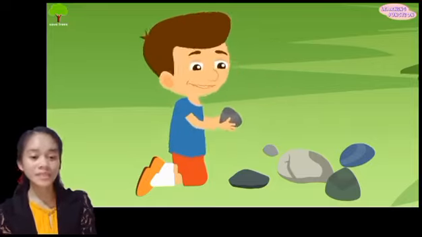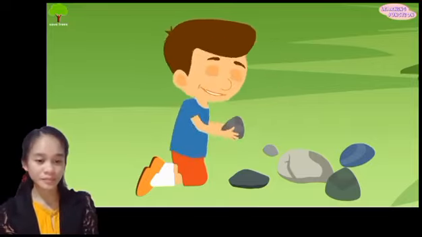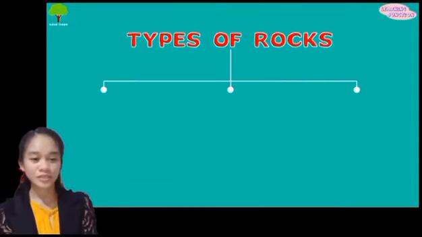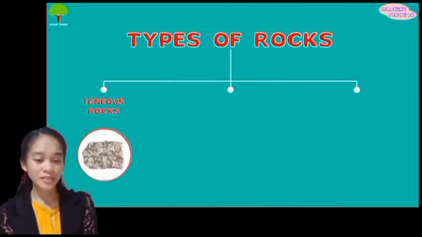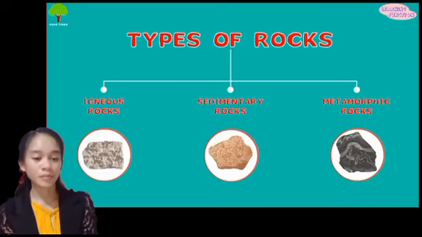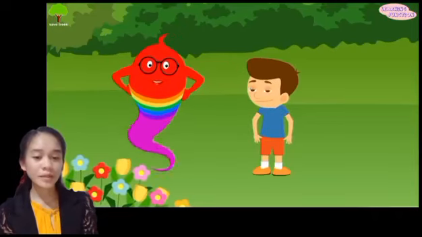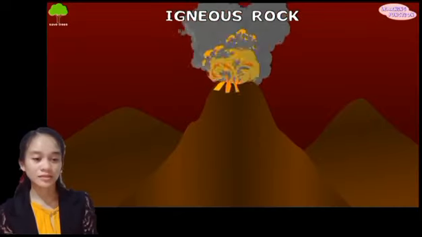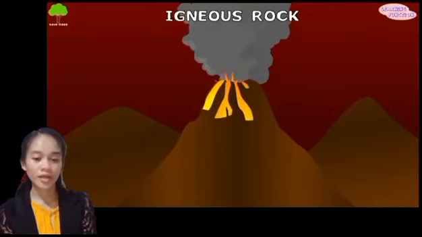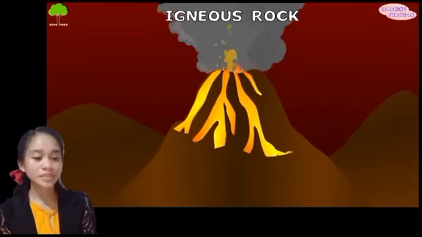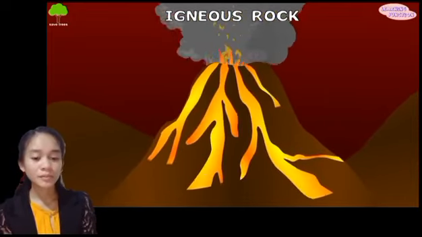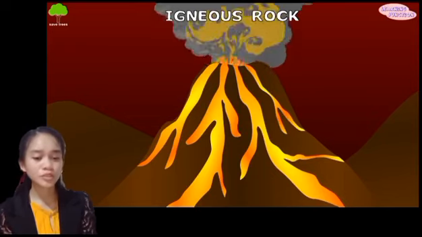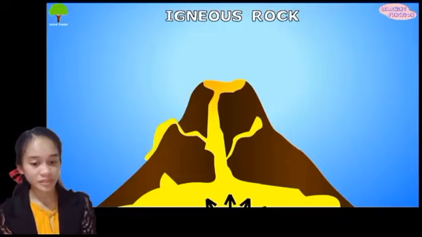Rocks come in many different colors, sizes, and shapes. Geologists divide rocks into three basic types. They are igneous, sedimentary, and metamorphic. Let's learn about each type one by one. Igneous rock. Inside the Earth's core, there are a lot of materials and metals. They melt because of the temperature inside. The molten material puts too much pressure on the Earth's surface.